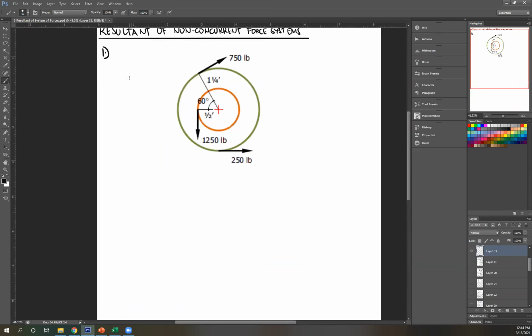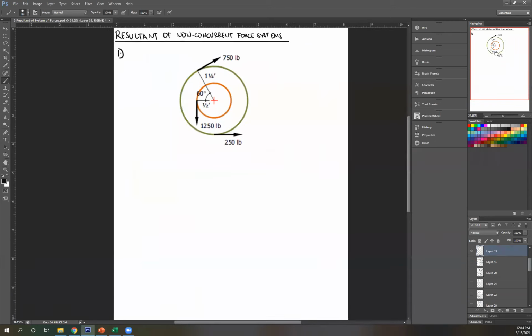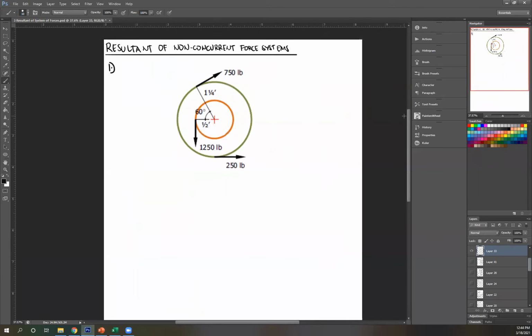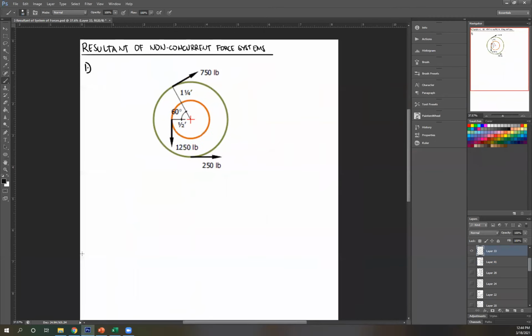To get the magnitude, we're going to do something that we'll do a lot in MEC 30, which is summation of forces x and then summation of forces y. Let's start with x. We're going to take the summation of forces x first, because to get the resultant, it's just square root of Rx squared plus Ry squared. So Rx is summation of forces x.